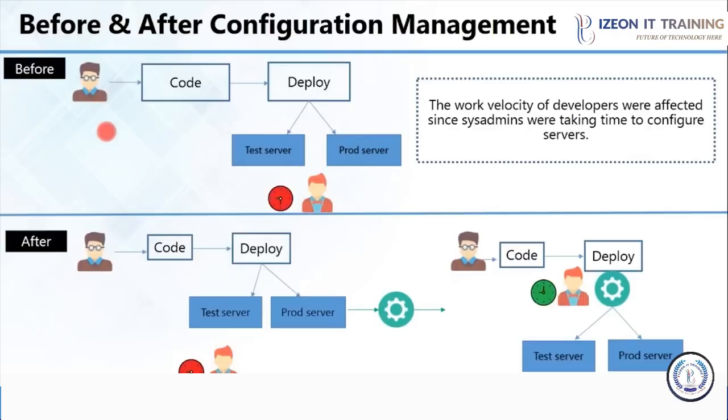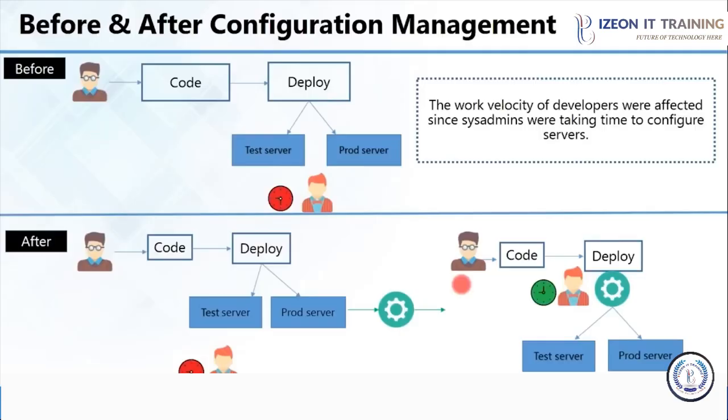Now before DevOps came into the picture, there was already agility on the developers' end, for which they were able to release new software very frequently. But it was taking a lot of time for the system administrators to configure the servers for testing. So the developers would have to wait for all the test results, and this highly hampered the work velocity of the developers.